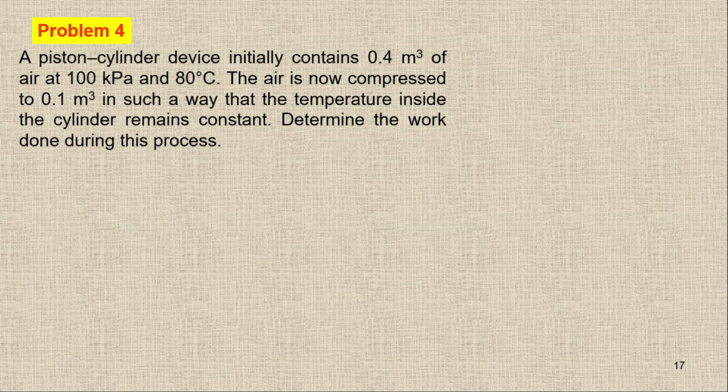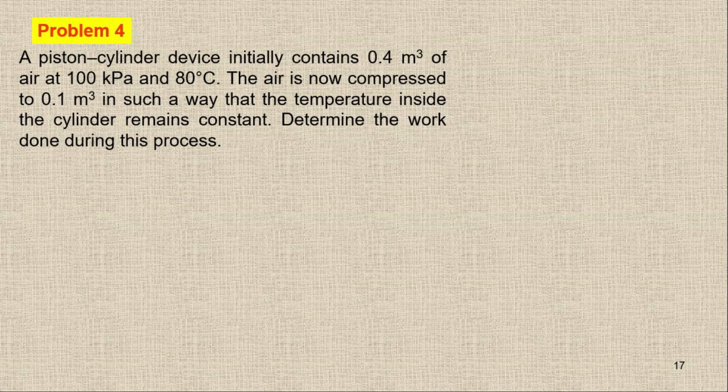The new volume is 0.1 meter cube in such a way that the temperature inside the cylinder remains constant. So we have an isothermal process. V1 is given, V2 is given, P1 is given, and T1 is given. The temperature is given, and you have to find the work done during this process.